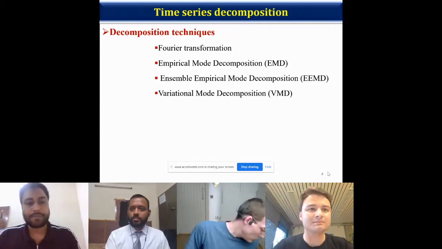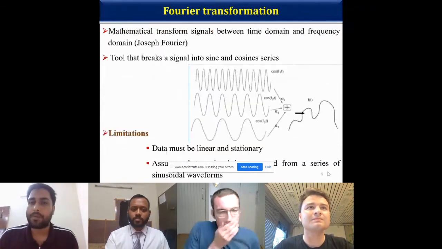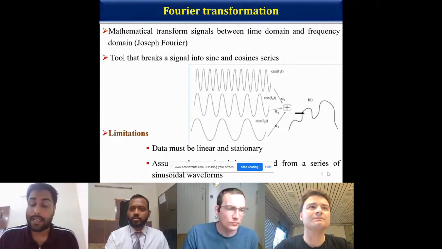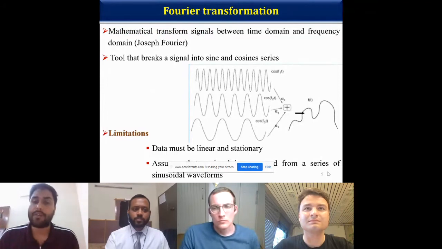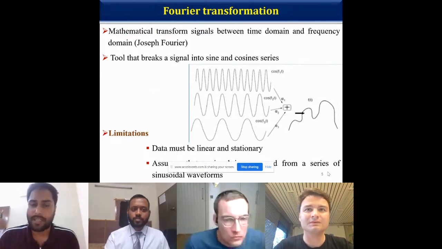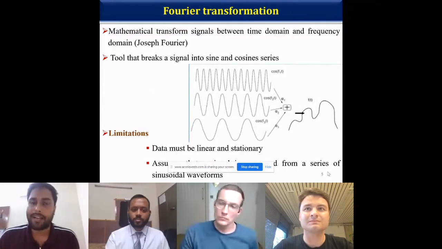In Fourier transformation, mathematically, signals are represented in the frequency domain as sine and cosine components, but the limitation is that the data should be linear and stationary, and assumed to be in sine and cosine form. But when we come to agriculture commodities, they may not follow this second assumption, that the data should be in sine and cosine form, due to their highly volatile nature.